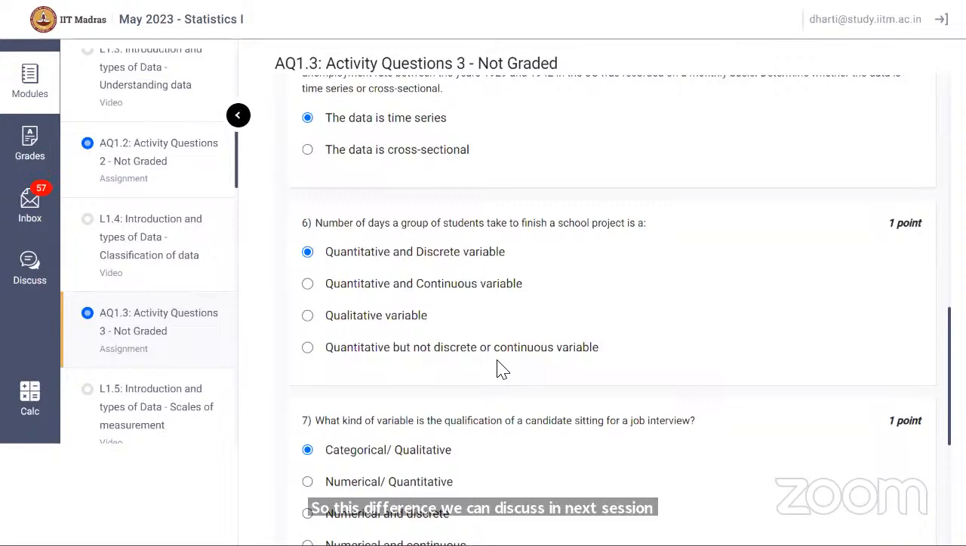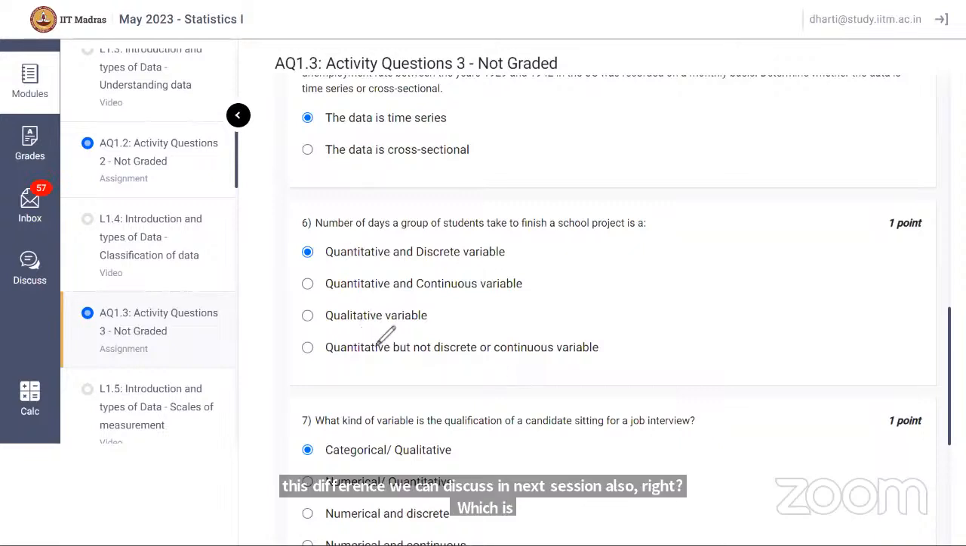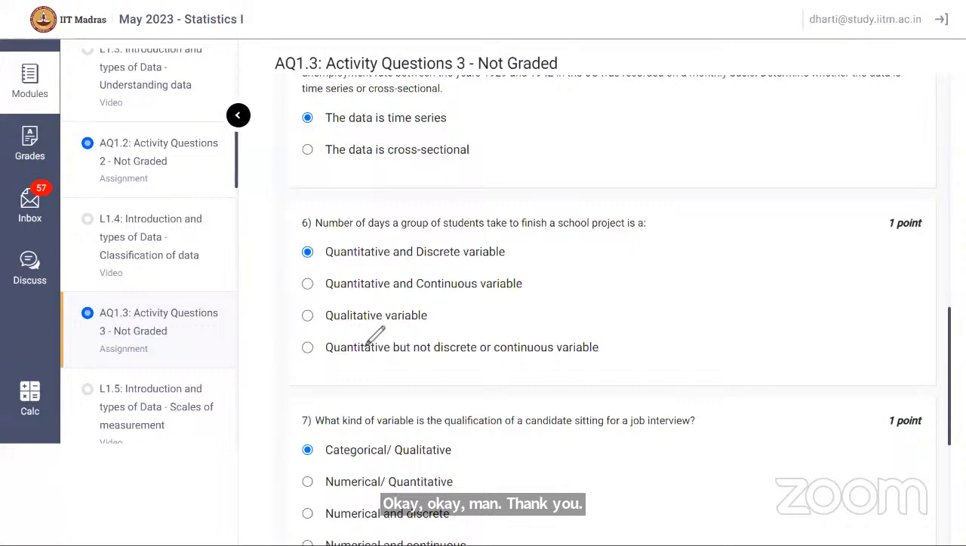Ma'am, the doubt clearing session is going on per day, I think at 10 in the morning also. Is it so? It might be a TA session. Yes, ma'am, TA session. What is the difference between the TA session and this session?